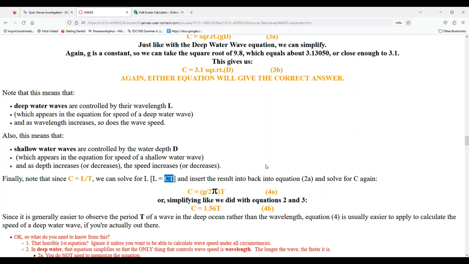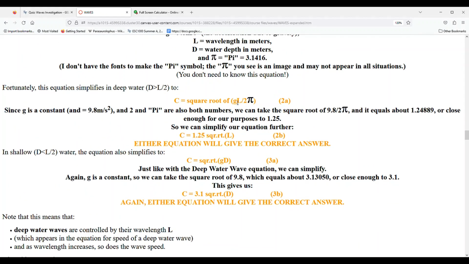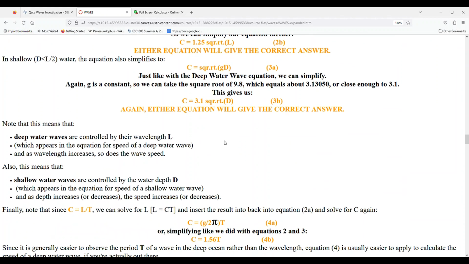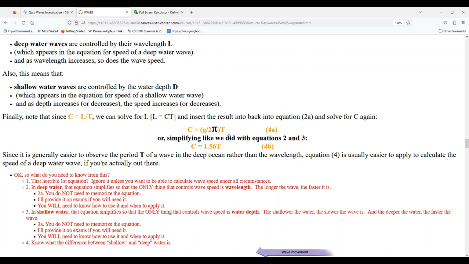And since in the equation for a deep water wave we have L here, if we put in CT for that, and move things around a little bit, and you can do this on your own, we will also get speed equals, again for a deep water wave only, gravity divided by 2 pi times the period, no square root. Now, why is this important?